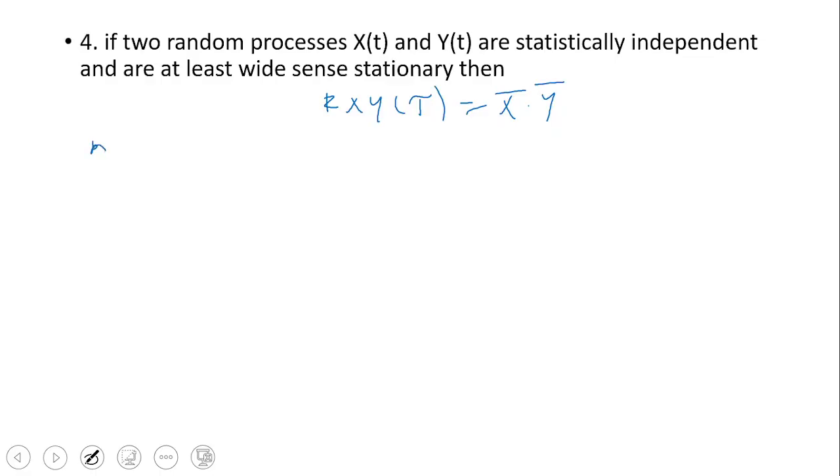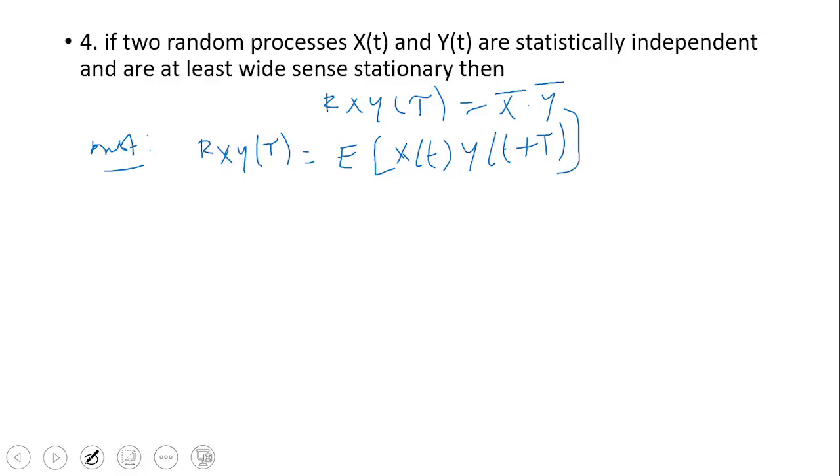So if you go for the proof of this property, two random processes x of t and y of t are at least wide-sense stationary. So if you write the formula for Rxy of tau, we are assuming that it is wide-sense stationary, so we can write it as E of x of t, y of t plus tau. This is the formula for the cross correlation of x and y.